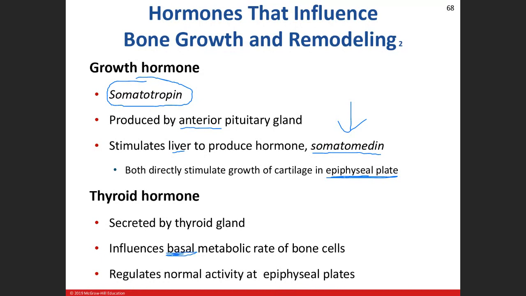That's just normal operating conditions. When you're sleeping at night, a lot of your tissues are undergoing their basal metabolic processes, just enough stuff to keep you alive and do whatever needs to be done. So it's going to influence this basal metabolic rate. And guess what? It can increase that normal activity at the epiphyseal plate. So what's that mean? It can help you grow also, help make you taller.